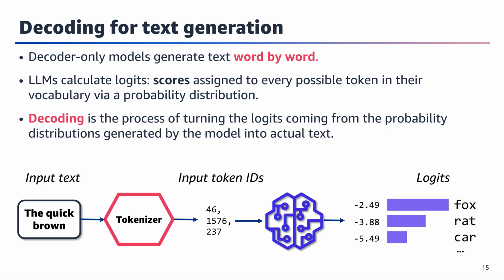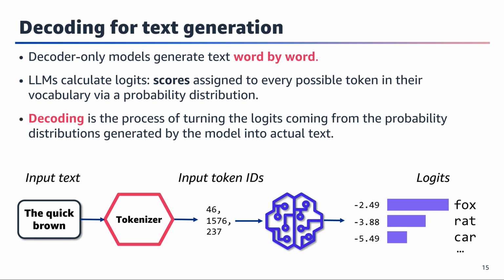Let's discuss self-consistency, an interesting technique for large language models to generate coherent and reliable outputs. First, let's learn about the LLM's decoding process. Decoder-only models are a type of language model architecture that generates text sequentially, one token at a time. They work by calculating logits, which represent the likelihood scores assigned to each possible token in the model's vocabulary. These logits are derived from the probability distributions learned by the model during training. The decoding process takes these logits and converts them into actual text output.